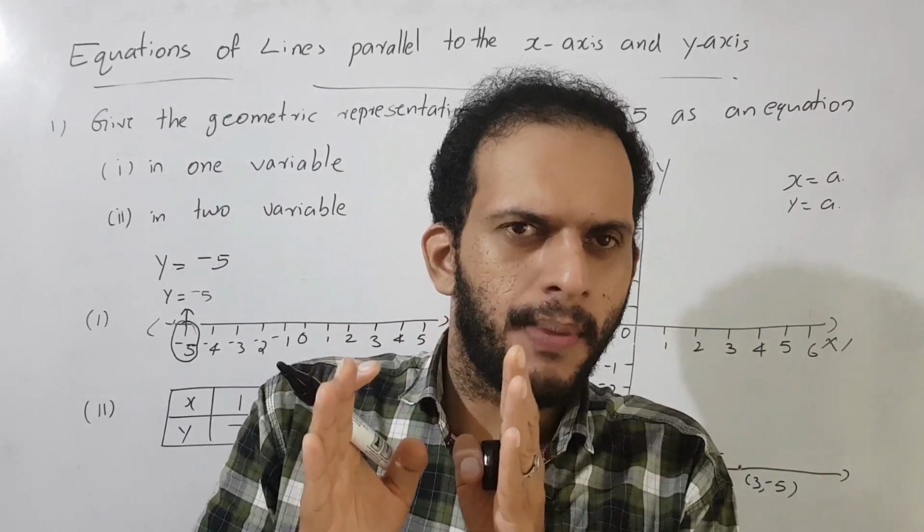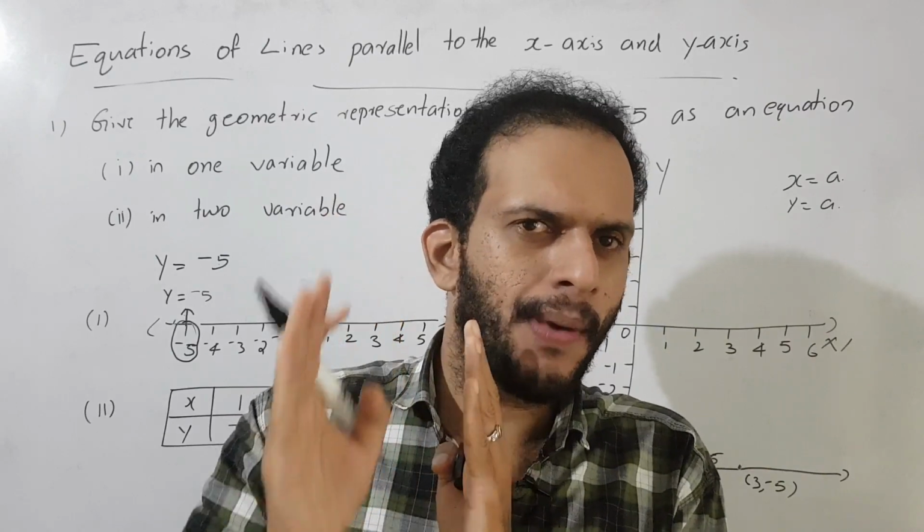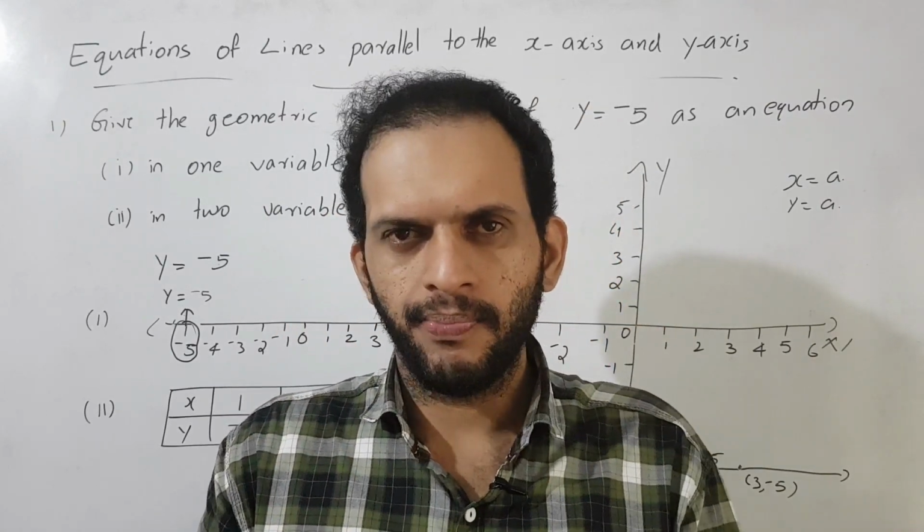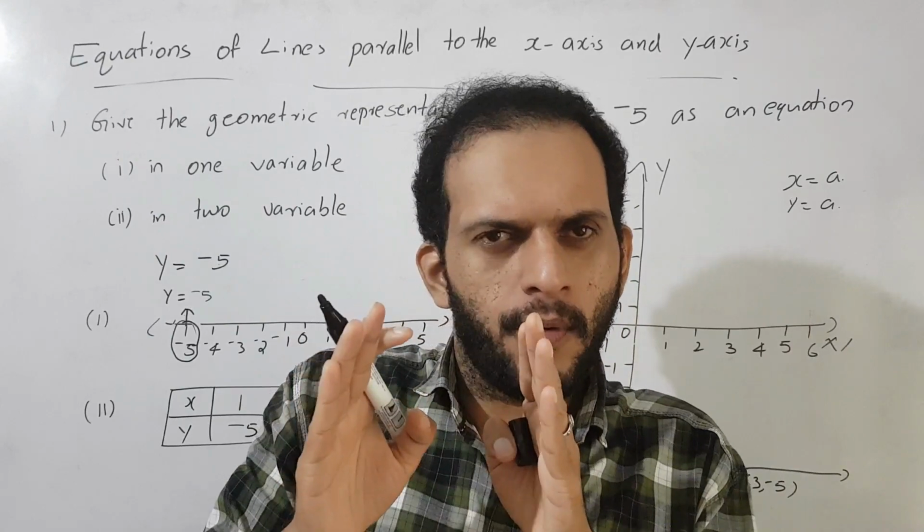If we get the form x is equal to a number, the graph is always parallel to the y-axis. Equation is got in the form of x.